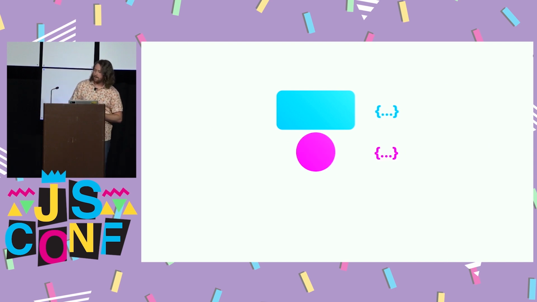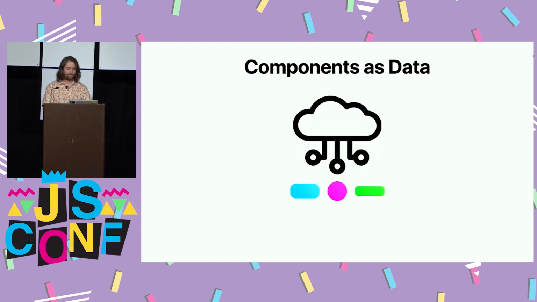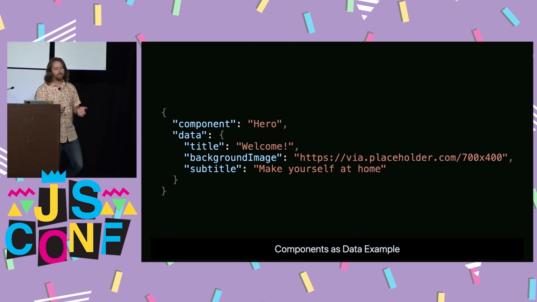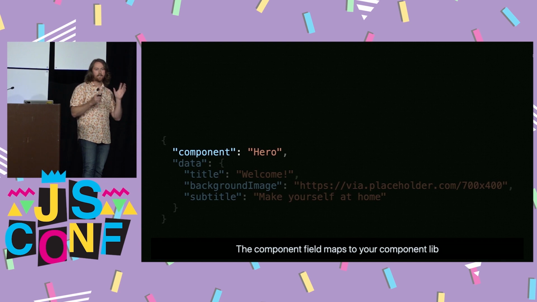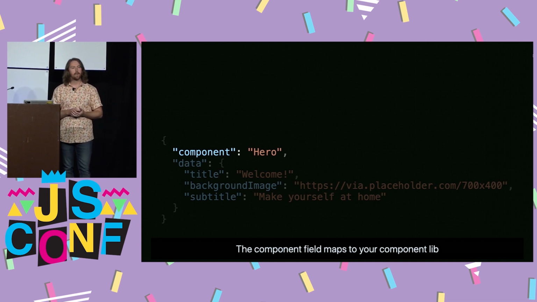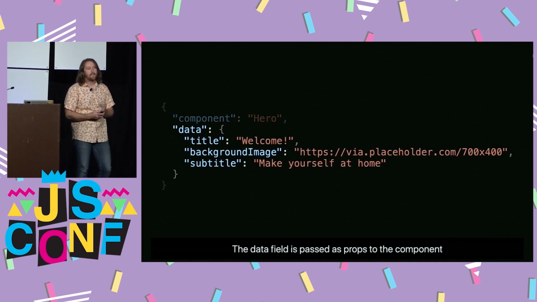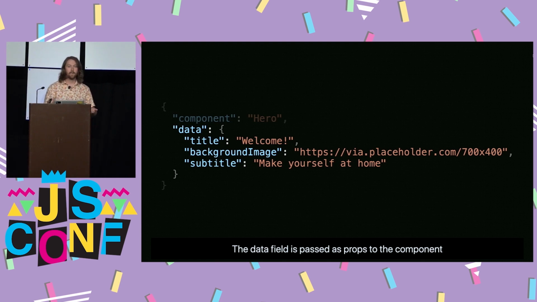So your components can be described as data, hence the name components as data. So let's get to an example. Here's the most basic example I could think of, a hero component. Here we have a JSON blob with a field called component. That component field is going to map directly to a component in your component library. And then you have the data. And the data is essentially going to represent the props that are needed to render that component. Any state that the component might have is going to be locally handled.